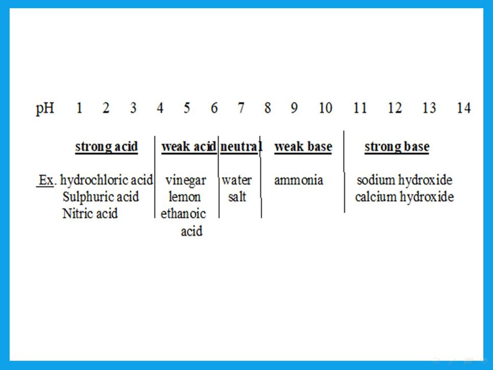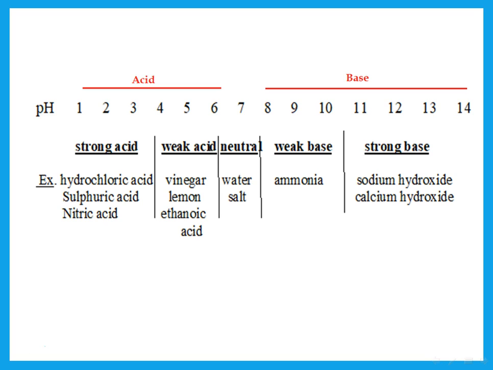Now, when we talk about acids and bases, there is a scale of 1 to 14, which we refer to as the pH of the solution. So anything that is neutral, like water and salt, will have a pH of 7. But acids will always have a low pH. Anything lower than 7 is an acid. Anything higher than 7 is a base.